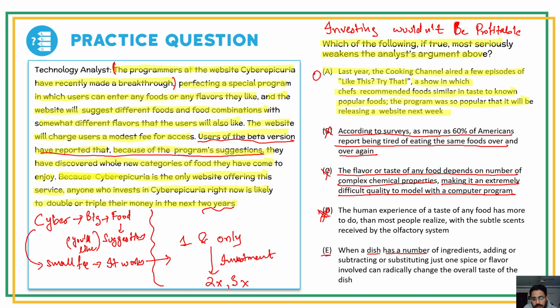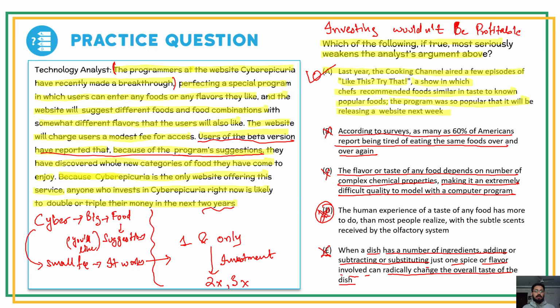When a dish has a number of ingredients, adding or subtracting or substituting just one spice or flavor involved can radically change the overall taste of the dish. Does that mean that its suggestions would be way too different from what people actually like, and because of that, this is not going to work? Well, again, with the same reason that I eliminated option D, I'm going to eliminate this because we already know it works. A is your best option, right?